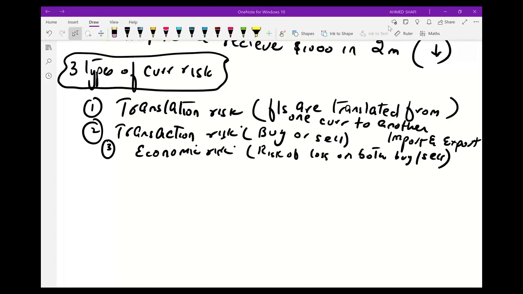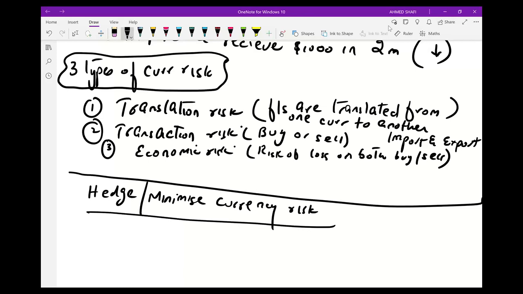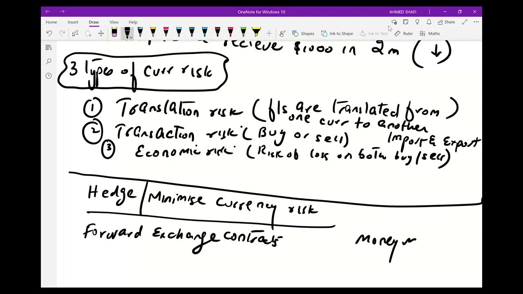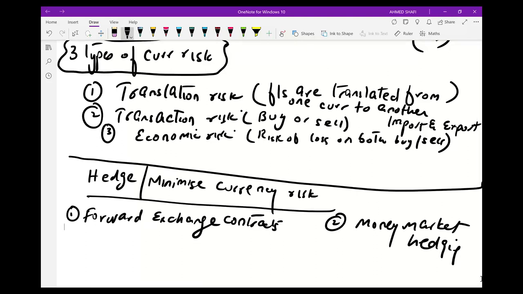Now, if a person wants to hedge or minimize currency risk, the commonly used techniques in the exam are forward exchange contracts and money market hedging. There are other techniques as well, but these are the two most commonly used techniques. Forward exchange contract, we fix a forward rate, and money market hedging, some heavy calculations which we will be shortly discussing.